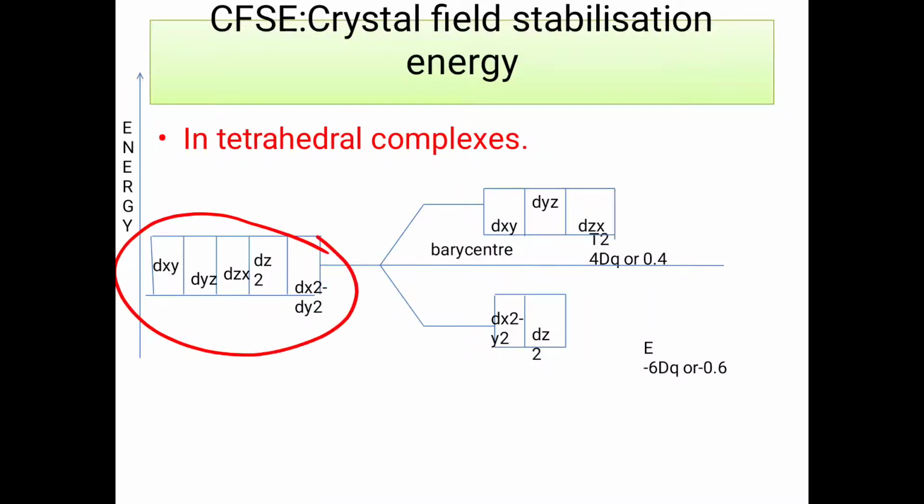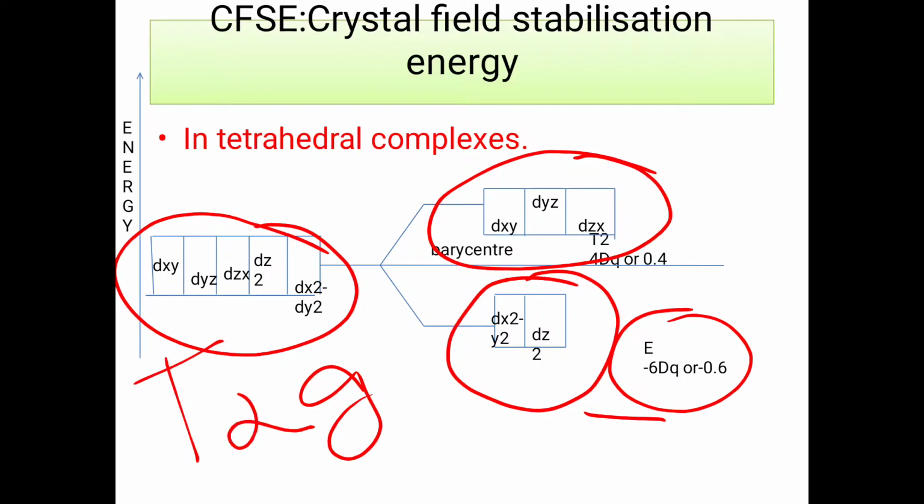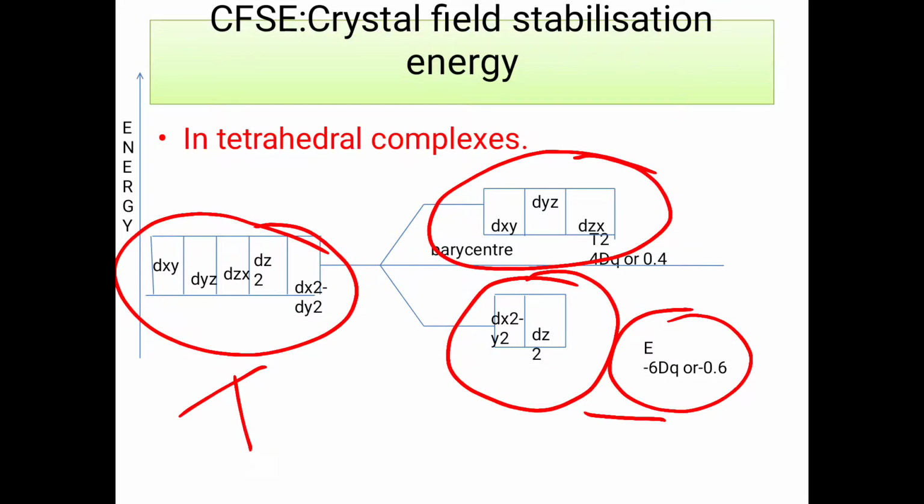Now comes the CFSE for tetrahedral complexes. Same way, tetrahedral complexes also have this configuration, but it reverses. The dx square minus y square and dz square stabilize down, whereas dxy, dyz, dzx go on top. So this is your E. Always remember, for octahedral we wrote T2g, but in case of tetrahedral we do not write T2g, rather we write T2. Same way for Eg, we do not write Eg, but we write it as E.